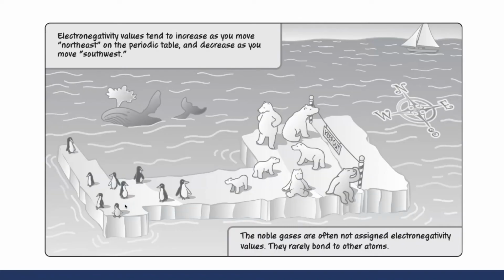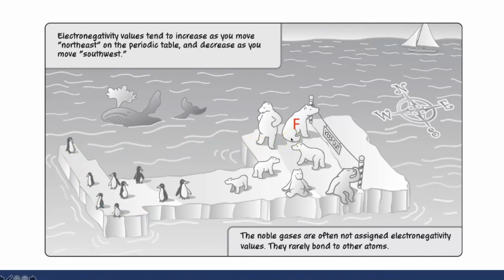So electronegativity follows certain trends on the periodic table. In this picture here, we've got a little floating piece of ice. We've got polar bears congregated over here towards where our non-metals are, and penguins over here in the metals section. So our electronegativity values increase as we go left to right.